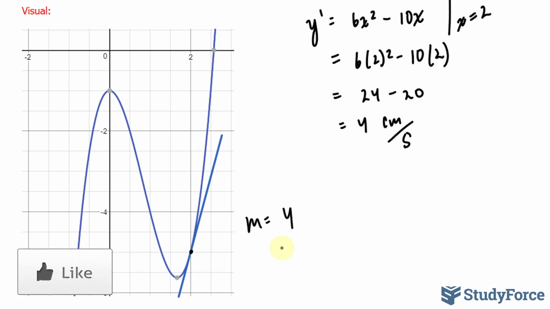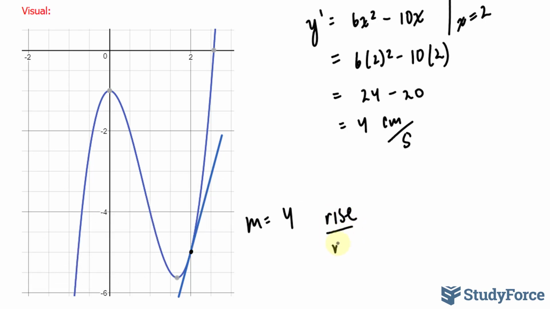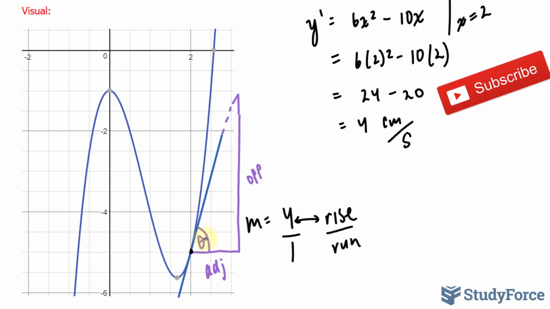And we've also defined slope in the past as rise over run. So our rise is 4, and our run is 1. You can actually picture this as a right triangle, where 1 is the adjacent length and 4 is the opposite length, and this would represent the adjacent and the opposite along this angle, which we'll call theta.